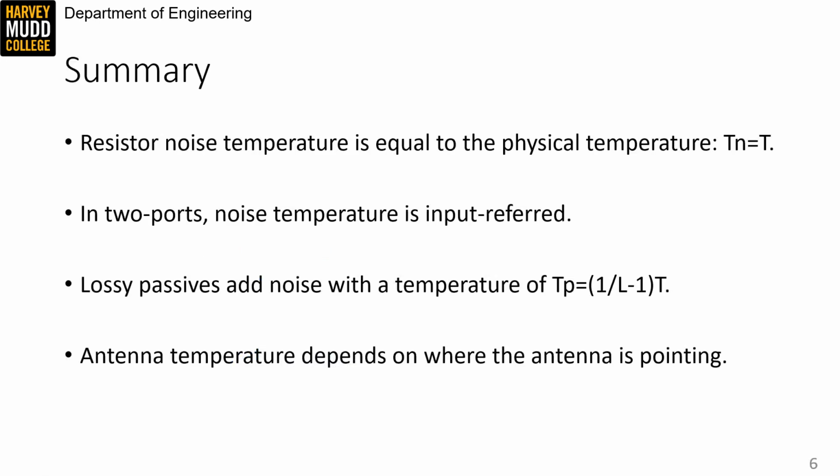So in summary, resistor noise temperature is equal to the physical temperature. In two-ports, the noise temperature is input referred, so it shows up at the input to explain the noise observed at the output. Lossy passives add noise with a temperature of Tp equals 1 over L minus 1 times T, and the antenna temperature depends on where the antenna is pointing.